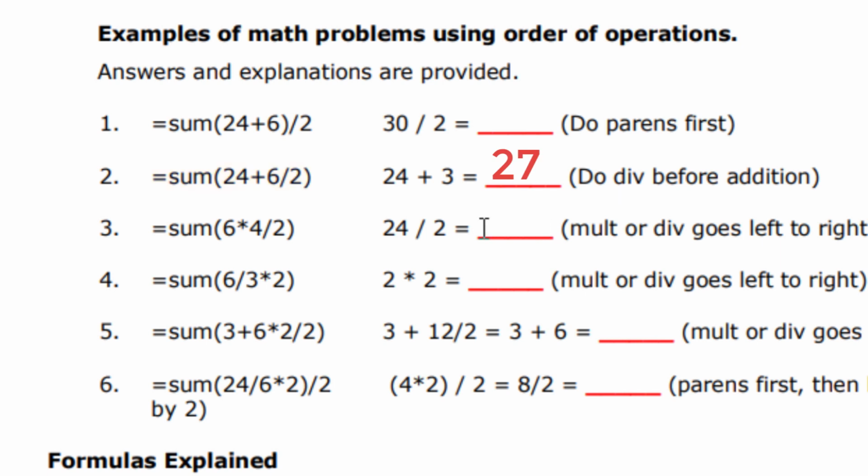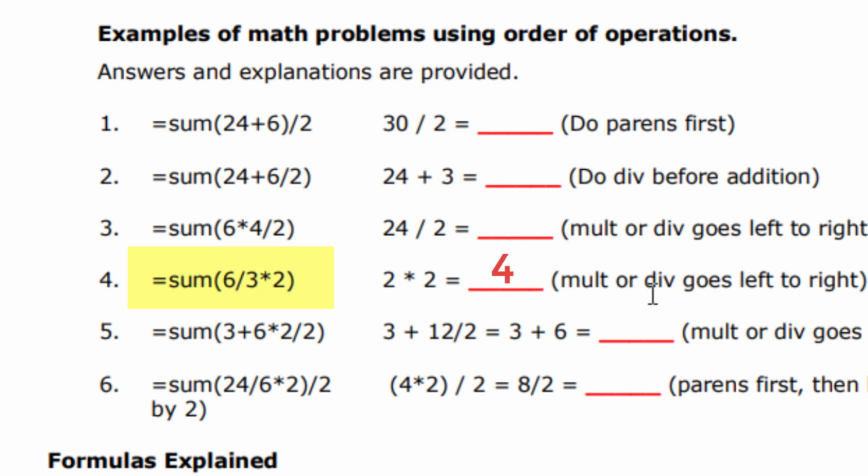This one would do multiplication from left to right, so whatever's first, so it would do 6 times 4, which is 24, divided by 2, which would be 12. This one would also go left to right. It would be 6 divided by 3, which is 2, times 2, which is 4.